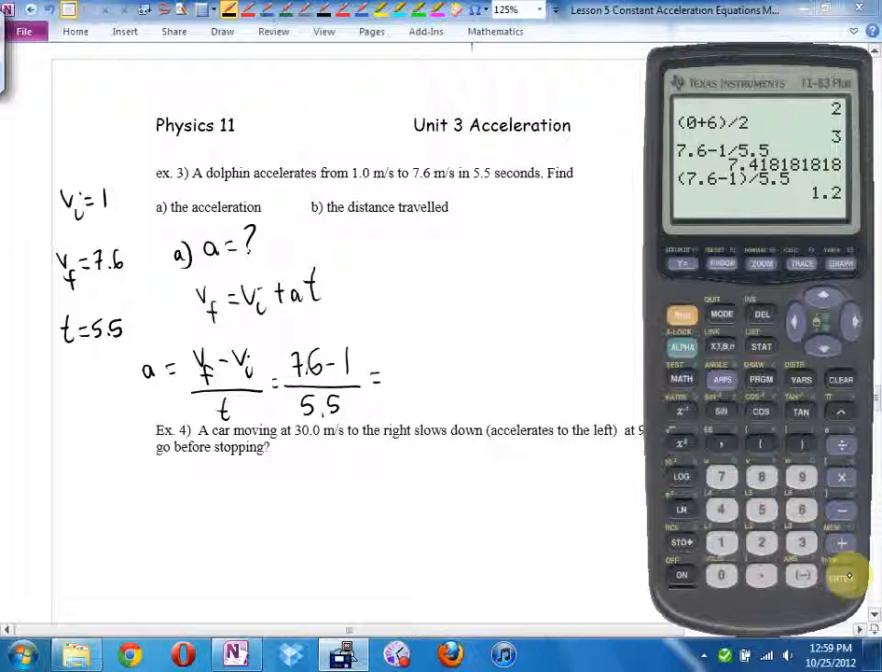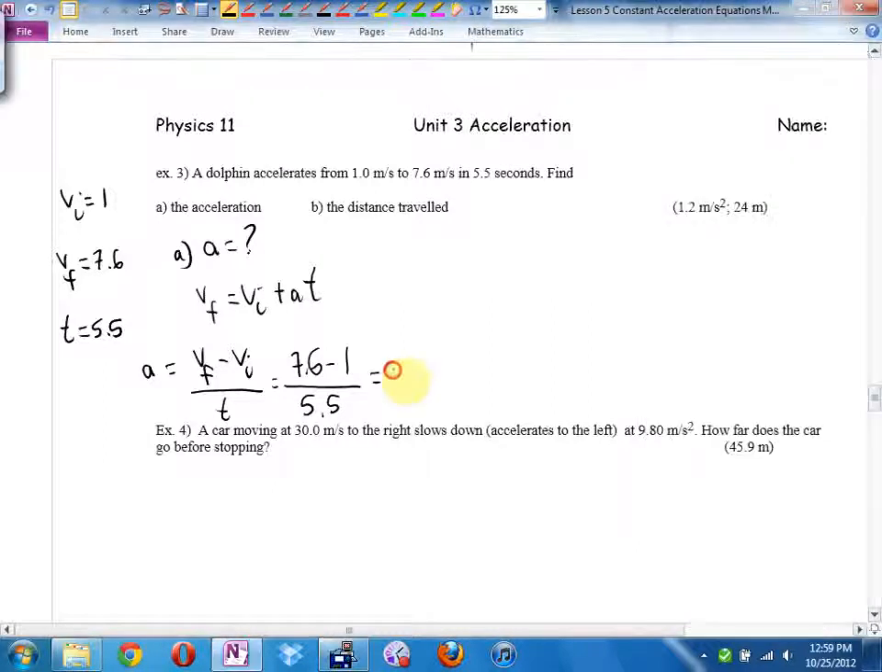You get 1.2 even. How many sig figs? Check your data. 2. So 1.2 works for me. Units? Meters per second squared.